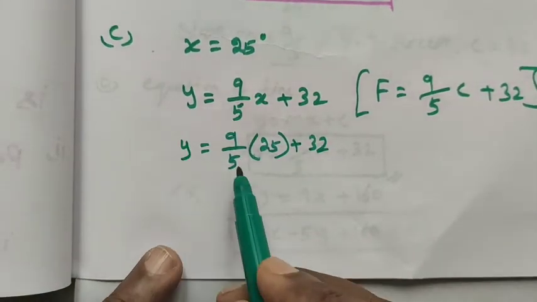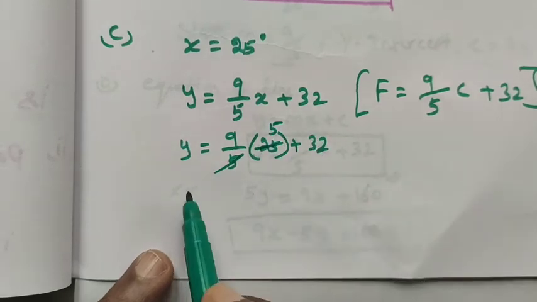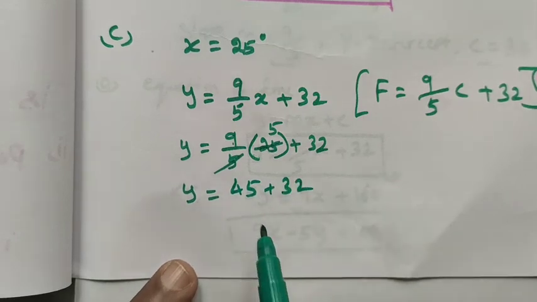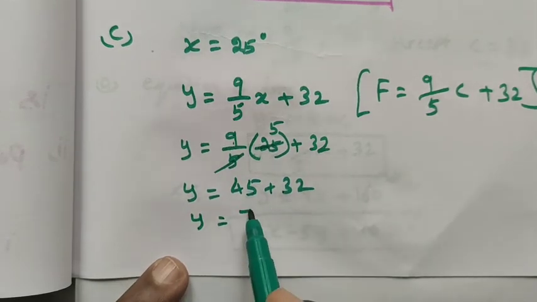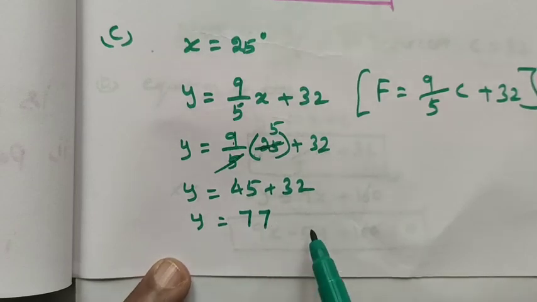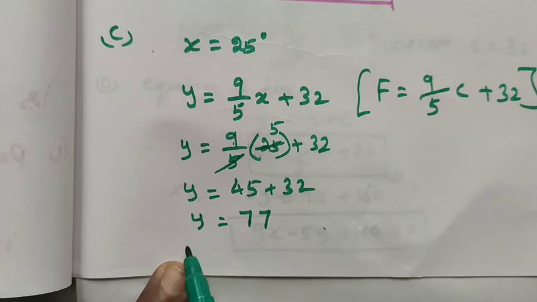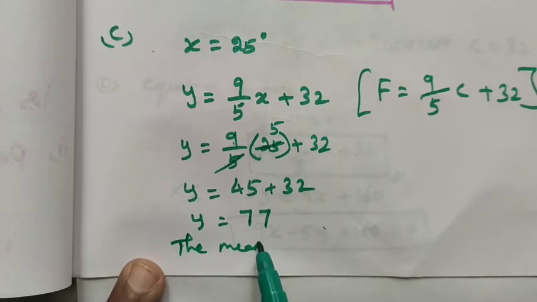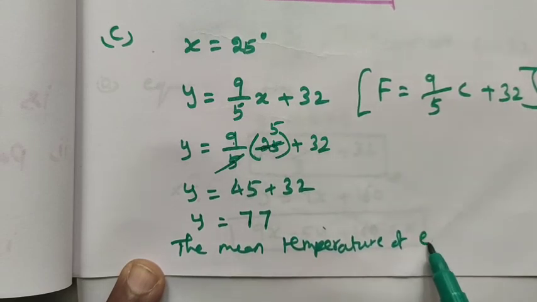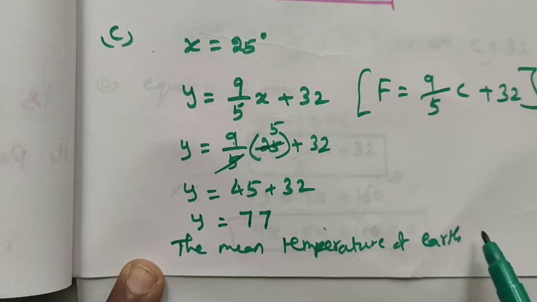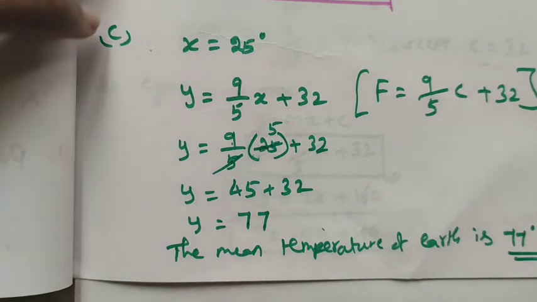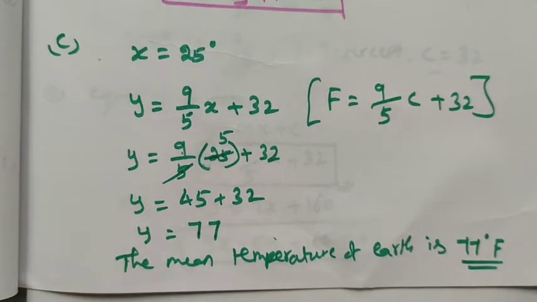Now 5 fives are 25, then y is equal to 9 5s are 45 plus 32, then y is equal to 77 degree Fahrenheit. The mean temperature of Earth is 77 degree Fahrenheit. Thank you, students.